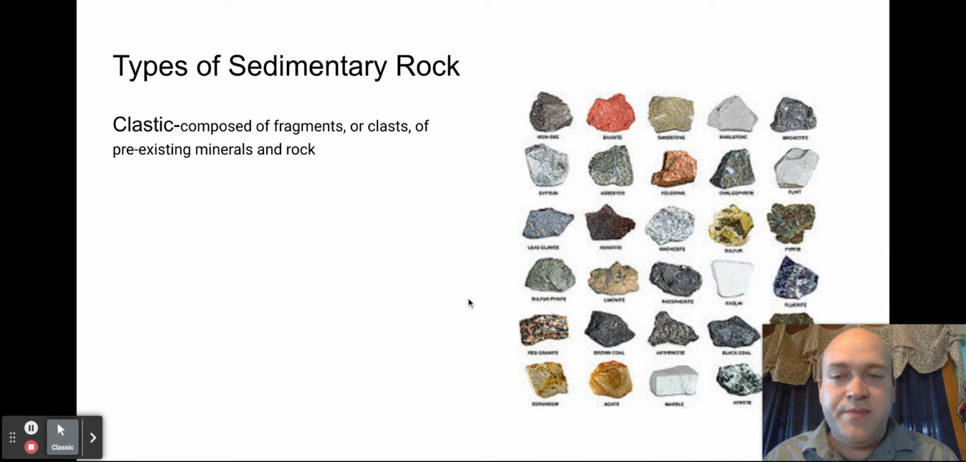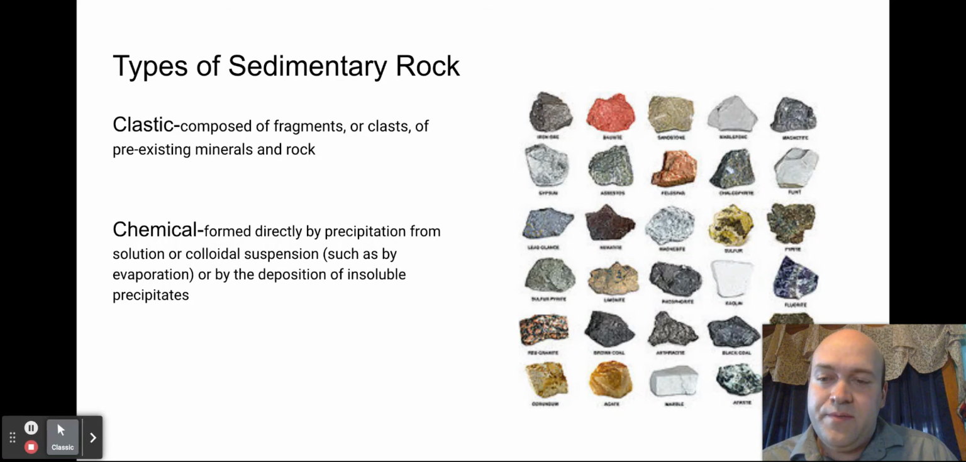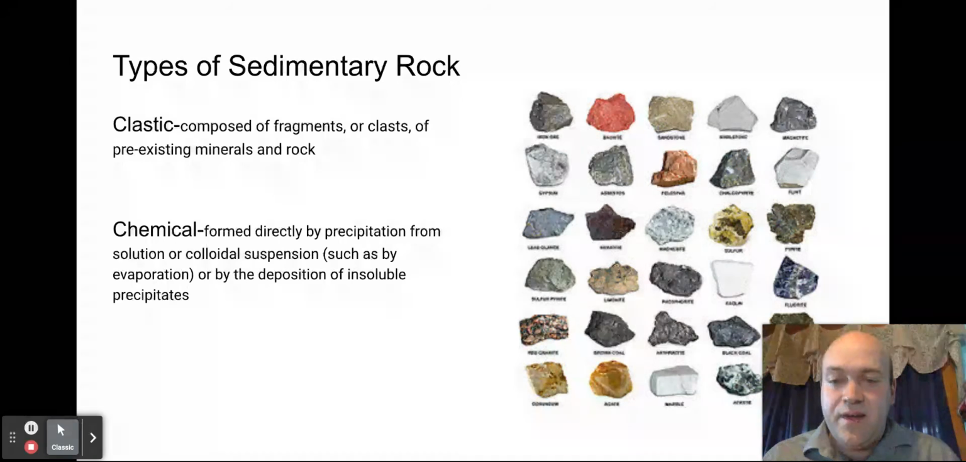with other trace minerals. The other major kind is chemical sedimentary rock, and that's where much smaller materials get deposited together, usually precipitating out of the water, and then they precipitate out enough that they form layers and form a rock.